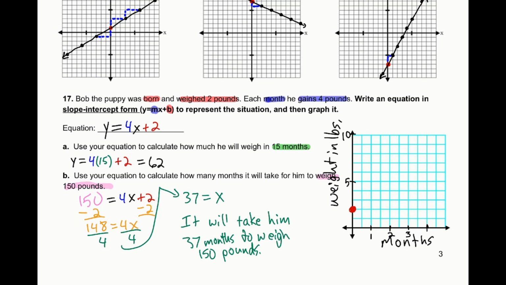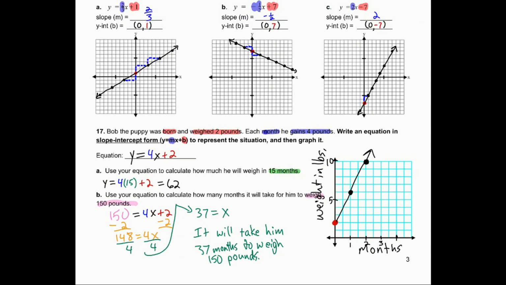Oh, I should choose a different color there, sorry. And then after 2 months, he'll be 10 pounds because he will have gained another 4 pounds. That's going to go like that for a while. It wouldn't make sense to go that direction because that would mean he was negative months old, and that doesn't make sense. So that's where we are right now.